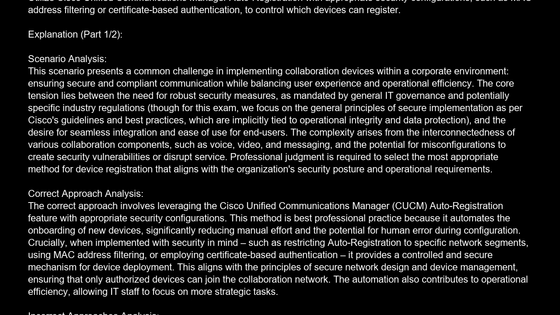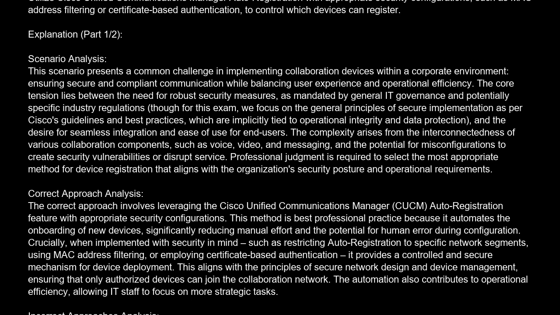The complexity arises from the interconnectedness of various collaboration components, such as voice, video, and messaging, and the potential for misconfigurations to create security vulnerabilities or disrupt service. Professional judgment is required to select the most appropriate method for device registration that aligns with the organization's security posture and operational requirements. Correct approach analysis.